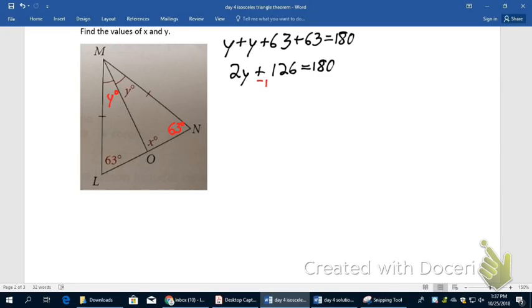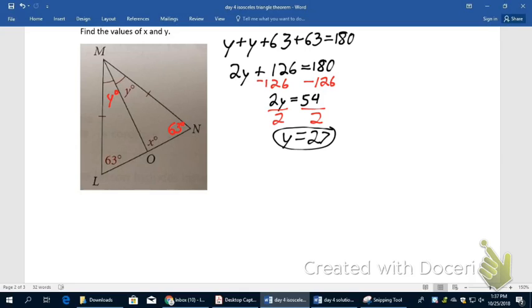Subtract the 126, and then 2y would equal 54, and then divide by 2. And so y would equal 27. And that wraps up that part of the problem.